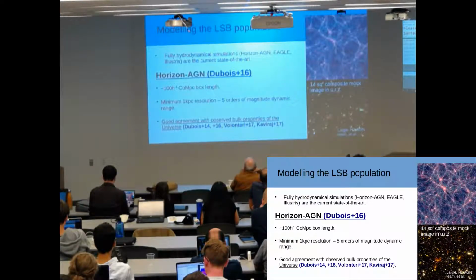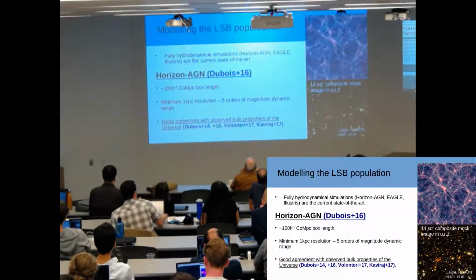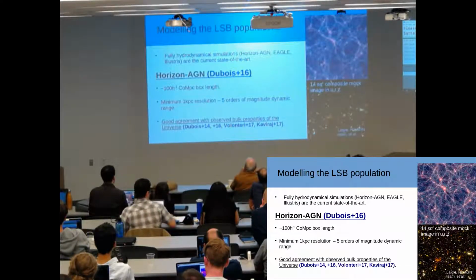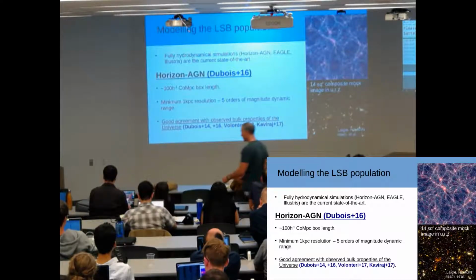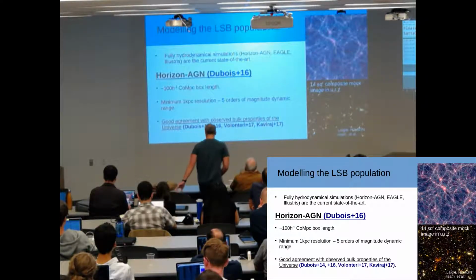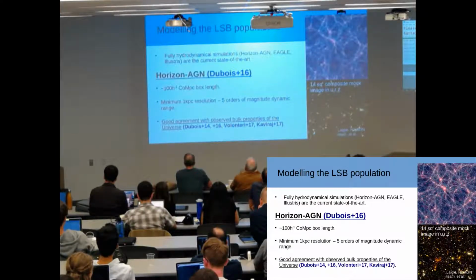The current state of the art in cosmological-scale simulations are fully hydrodynamical simulations like Horizon AGN, Eagle, Illustris, etc. The one I'm talking about today is Horizon AGN. It's a 140 megaparsec box, with fairly high resolution, about a kiloparsec. The caveat is that we're looking at fairly massive examples of these objects. We have good agreement with observed morphologies, mass function, etc.